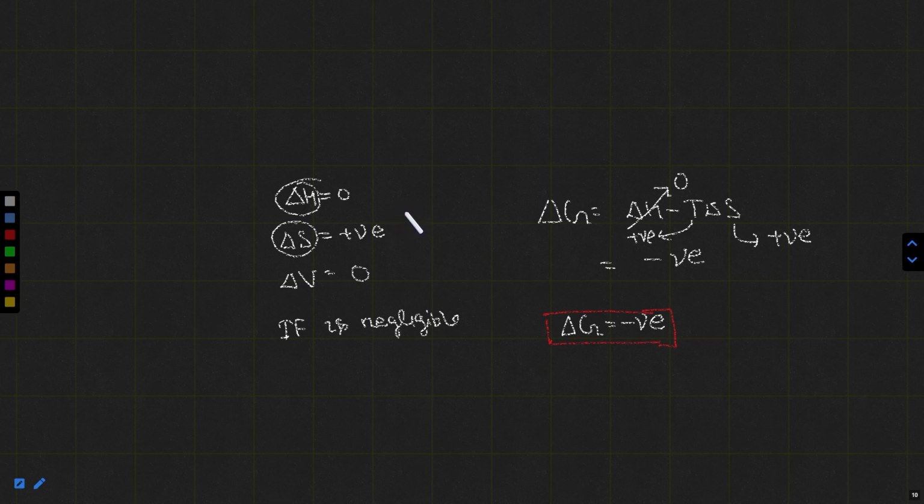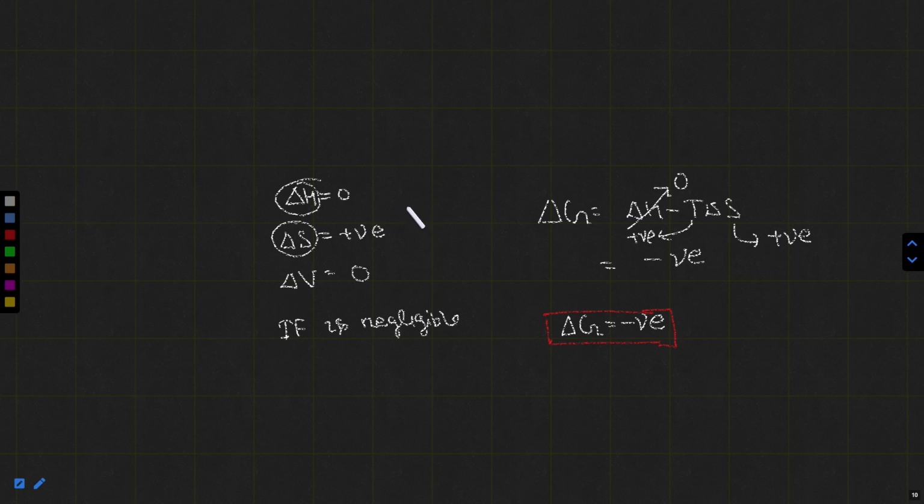Then we moved towards positive and negative deviation. If the total pressure that we get from Raoult's law is less than the actual pressure that we get on dissolving two things, then we say it is positive deviation. And if the actual pressure is smaller than that from Raoult's law, then we say it is negative deviation.